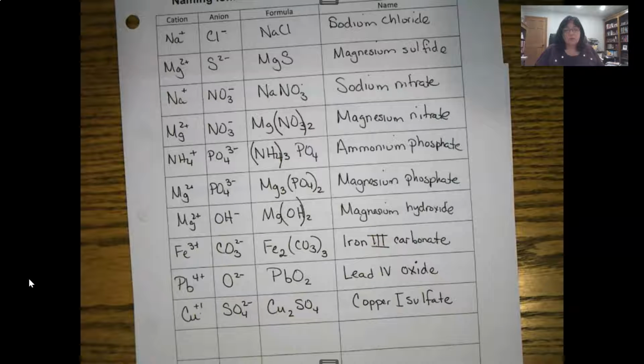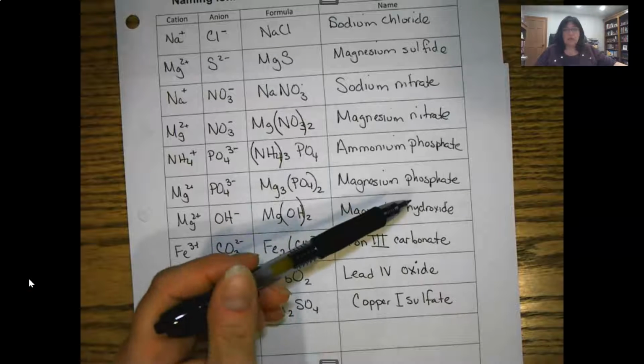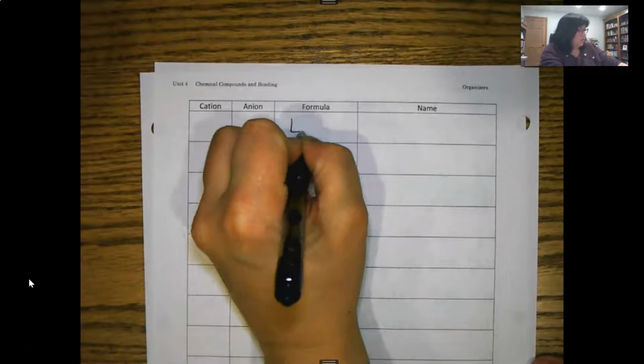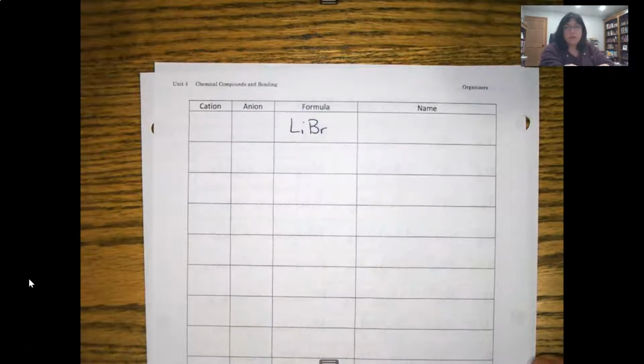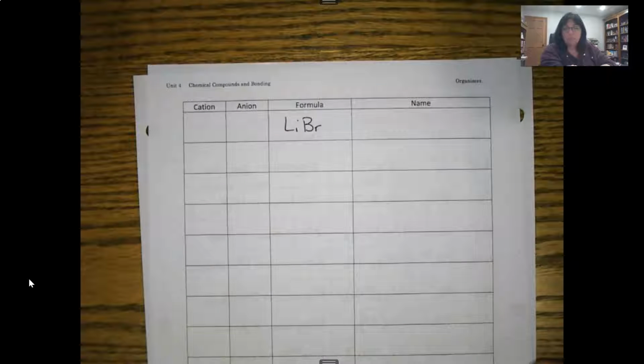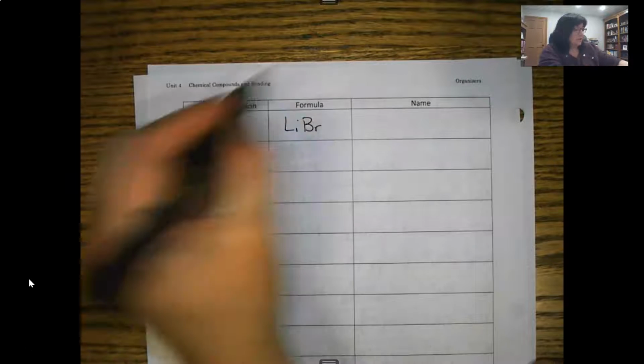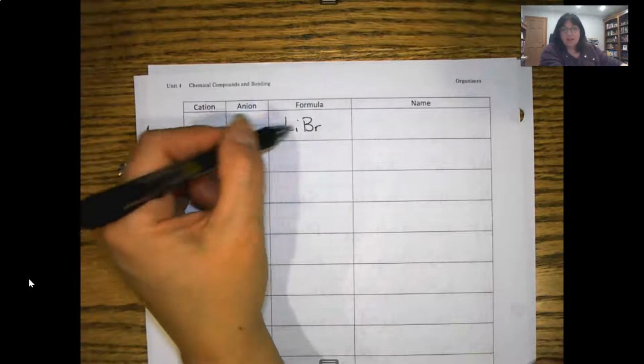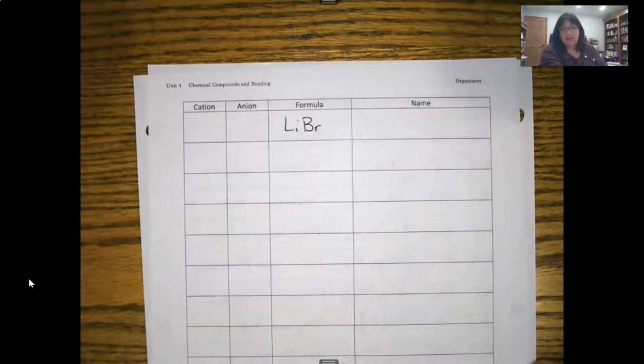So in the first half of the video, you learned how to go from the name to the formula. So now we're going to learn how to go from the formula to the name. And like I said, this is actually much easier. So if you see that the formula is LiBr, you know what the formulas of the cations and anions are. There they are, Li and Br.